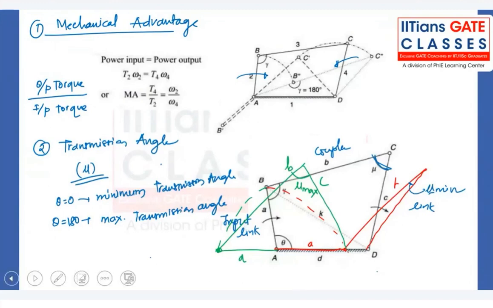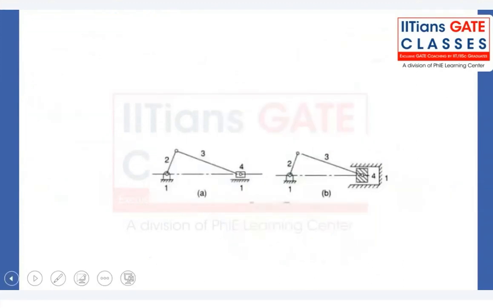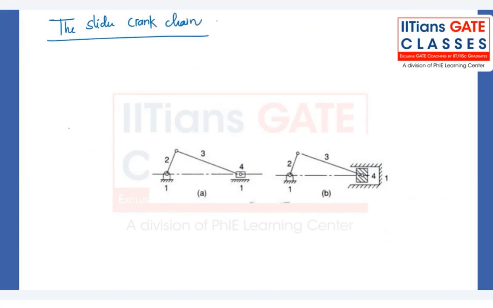Now it's time to study the single slider crank mechanism, the slider crank chain. When one of the turning pairs of a 4-bar chain is replaced by a sliding pair, we call it a slider crank chain, single slider crank chain. Okay, so let's see the figure here.